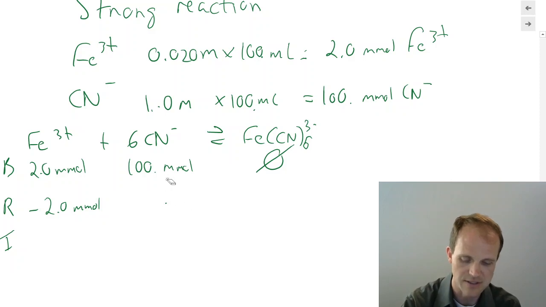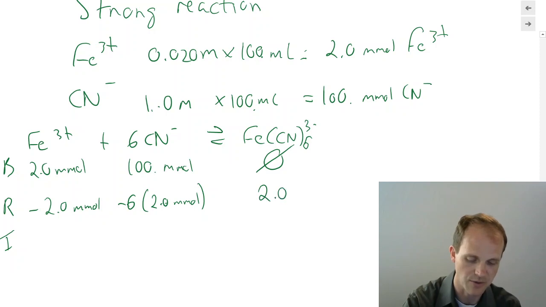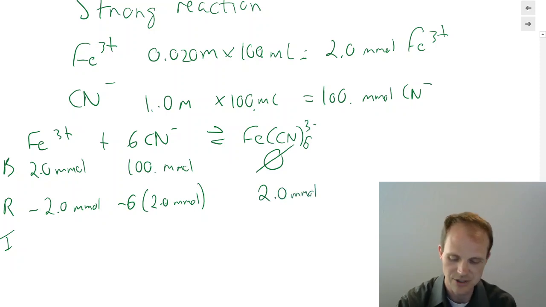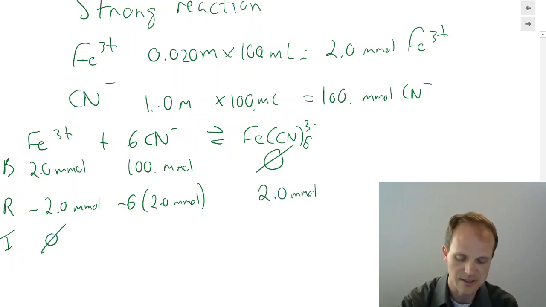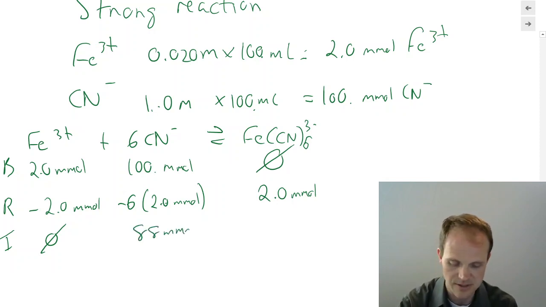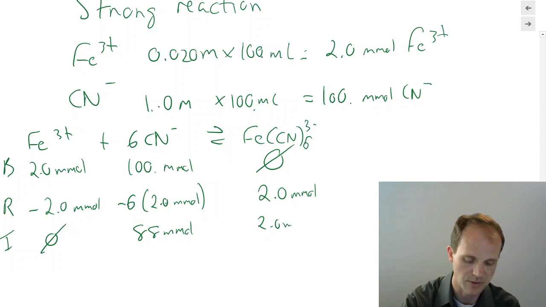Because I've got that factor of 6 here. I need to take into account that factor of 6. So it's 6 times 2.0 millimoles. And here we've got 1-to-1 stoichiometry, so I make 2.0 millimoles. So my initial is actually going to be 0 of this, 100 minus 12 is going to be 88 millimoles of this, and 2.0 millimoles of this.